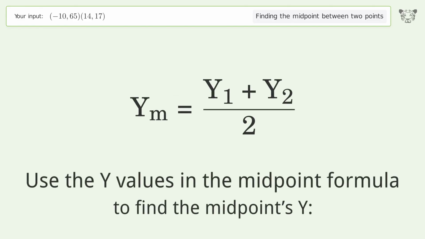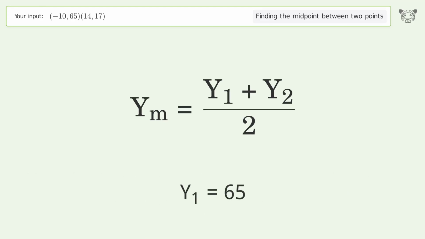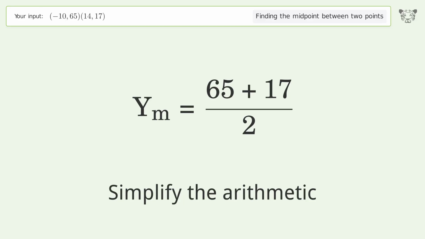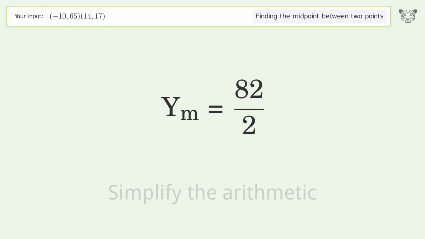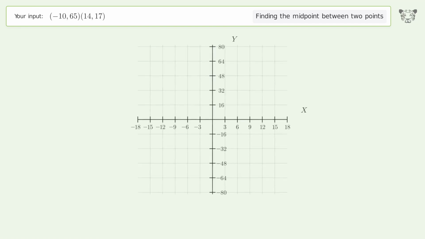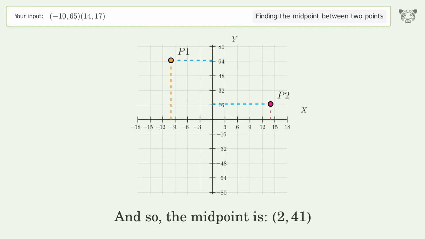Use the y values in the midpoint formula to find the midpoint's y. y1 equals 65. y2 equals 17. Simplify the arithmetic. And so, the midpoint is (2, 41).